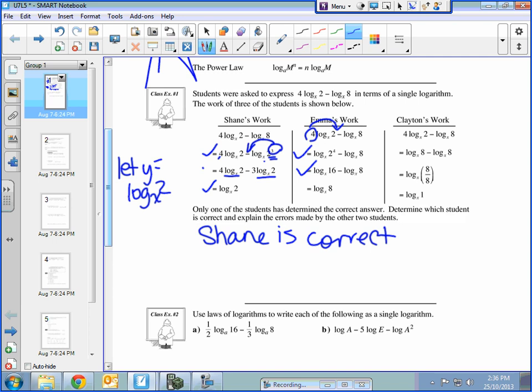Now it looks like they're using the quotient law. When you subtract 2 logarithms, what should you do to the arguments? Divide. So this should be log of 16 divided by 8, right? So this should be log of 2 base x, since 16 divided by 8 is 2. So right here, this is where they went wrong because they didn't divide. Does everyone see that?